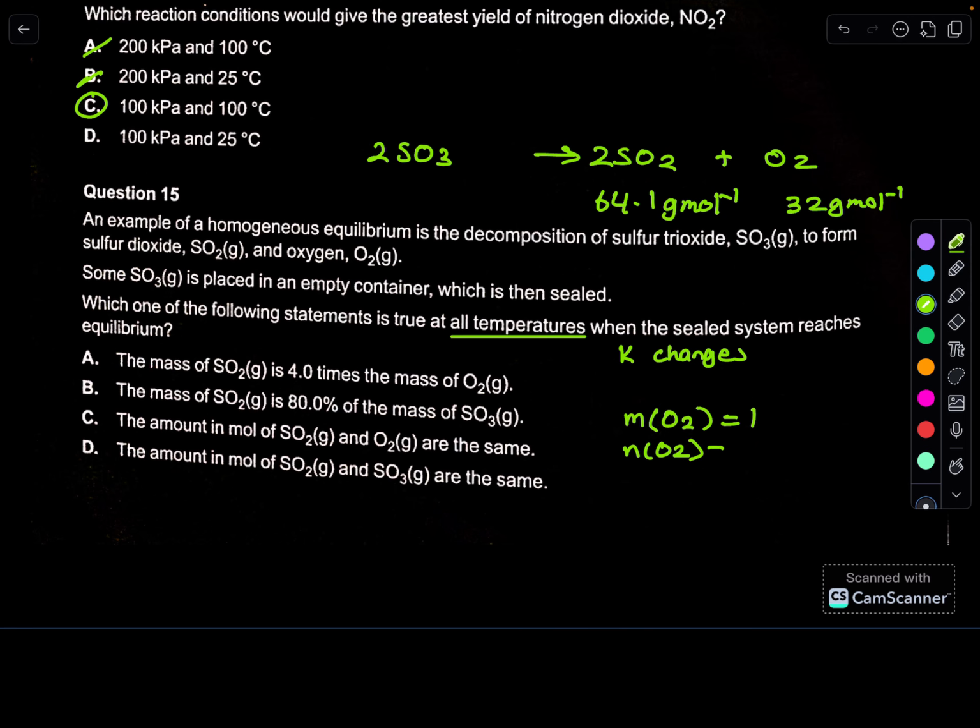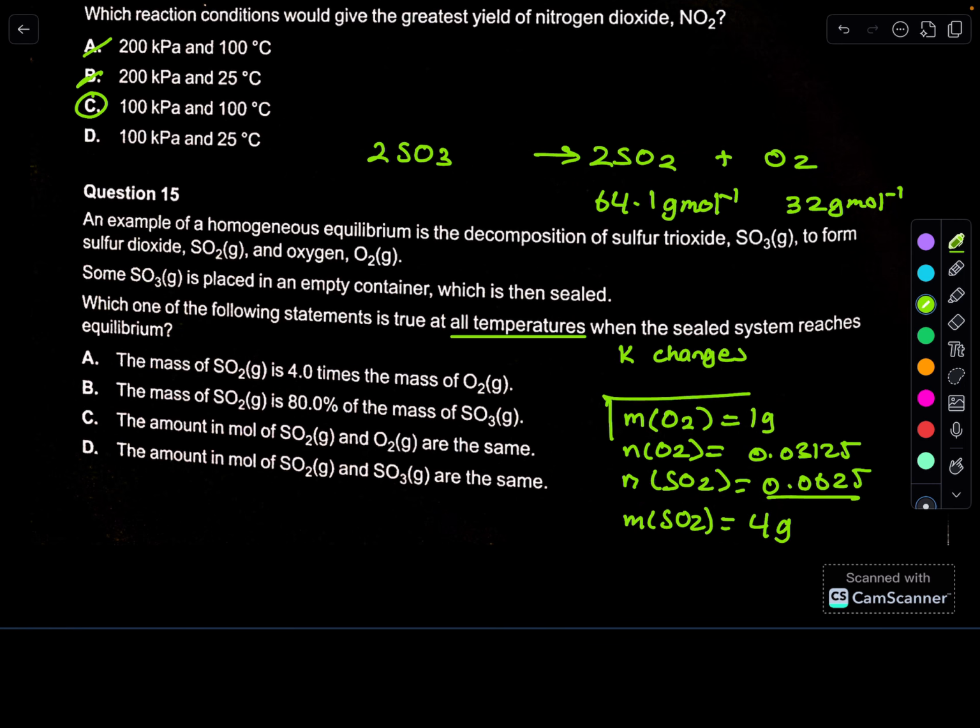So hence, the mole of oxygen would be what? Isn't it 1 over 32? Because O2 is 16 plus 16, so 32, which is 0.03125. And using ratios, we can calculate the mole of SO2, because it's just 2 times that. Times it by 2, we get 0.0625. Now, calculating the mass of SO2, you would take that mole times the molar mass, which is 0.0625 times 64.1. You get 4 grams.